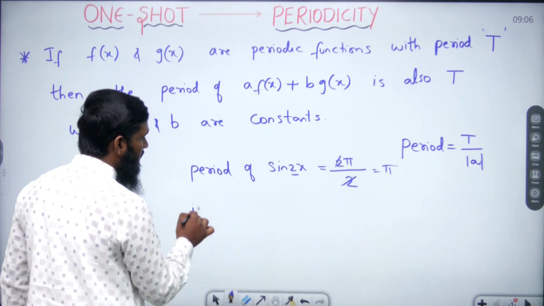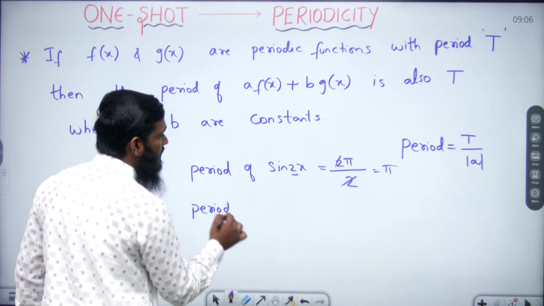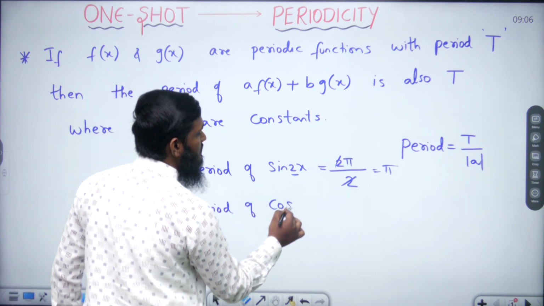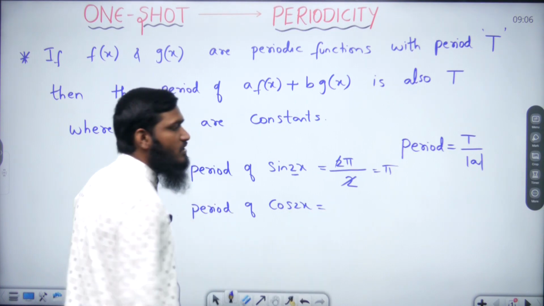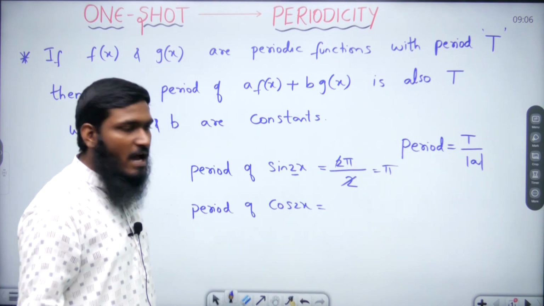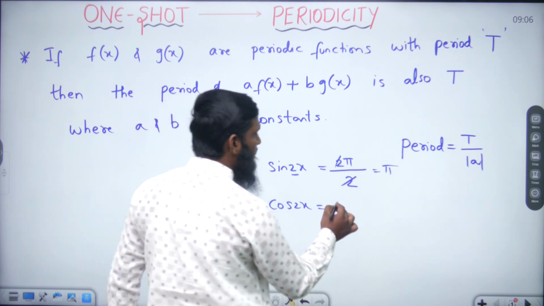Similarly, if we take the period of cos 2x, it is again t divided by mod a. What is the t value for the cos function? 2 pi.